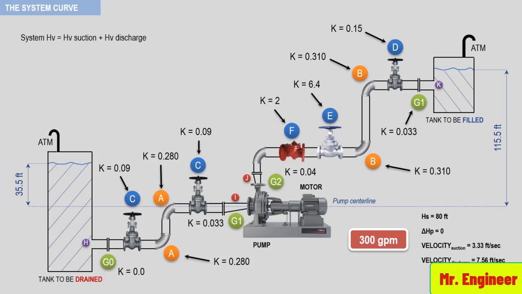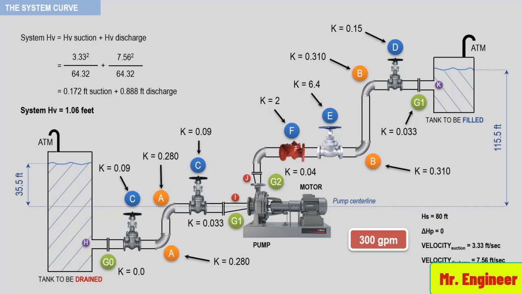So basically, it is the velocity head of the suction plus the velocity head of the discharge. And recall that the formula for the velocity head is the velocity squared divided by 2g. So this means that the velocity head of the system is equal to the suction velocity squared plus the discharge velocity squared, divided by 2g. Substituting for the known values, we then have the following. So the velocity head of the system is equal to 1.06 feet.